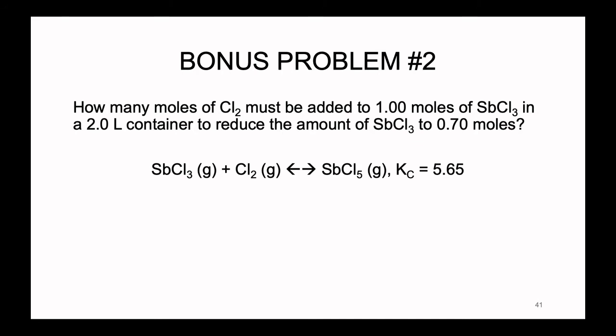How many moles of our chlorine must be added to 1 mole of our antimony trichloride in a 2-liter container to reduce the amount of antimony trichloride down to 0.7 moles.